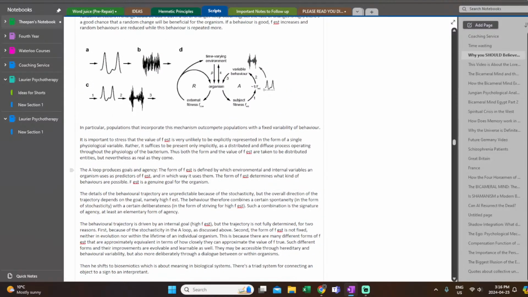Okay, the A loop produces goals and agency. The form of F estimate is defined by which environmental and internal variables an organism uses as predictors of F estimate. You can show that there are different ways to predict your own fitness, and there might be better ways and worse ways. An organism with a better prediction of its fitness will live longer and have behavior that's more conducive for survival. The form of F estimate determines what kind of behaviors are possible. F estimate is a genuine goal for the organism.